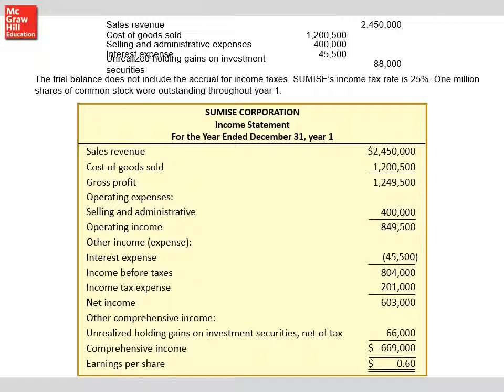Earnings per share is 60 cents per share. Now how do we get that? It's based on the 603,000, not the 669. It's the net income you calculate. There's 1 million shares outstanding, 603,000 divided by 1 million, 60 cents per share.